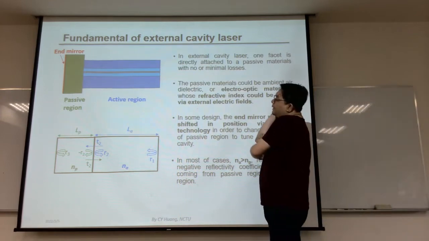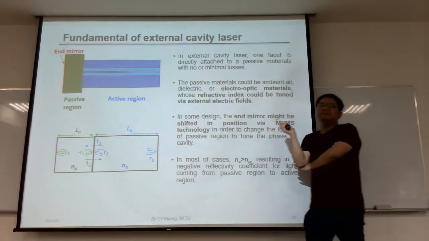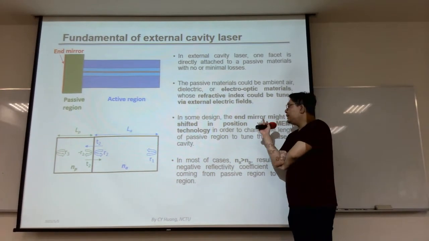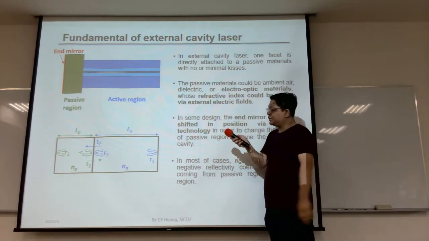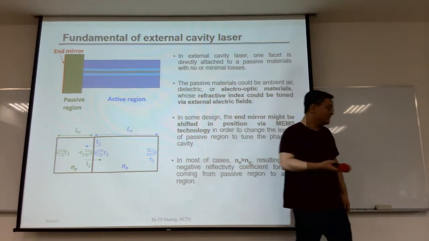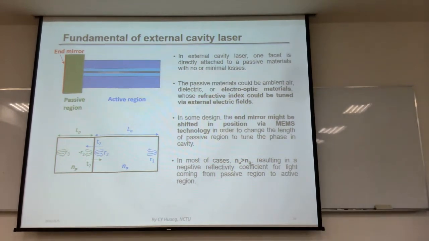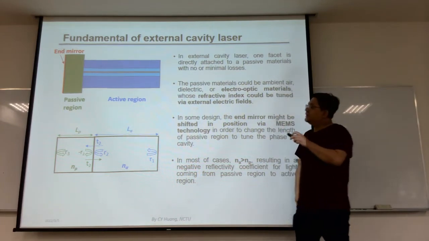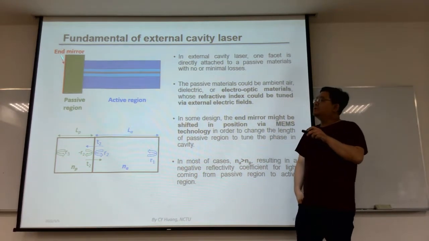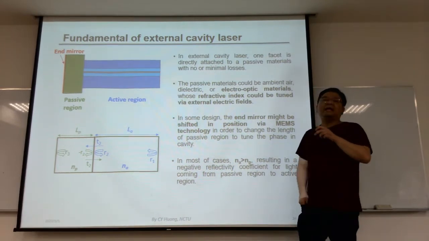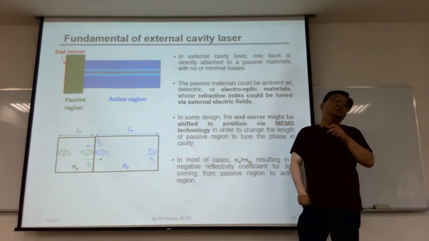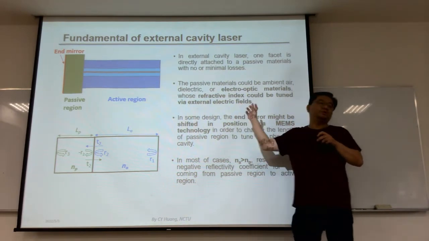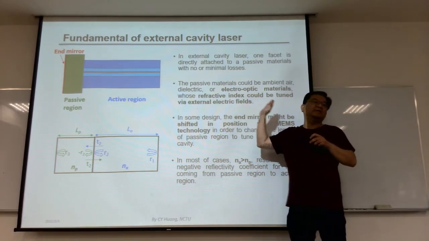External cavity, there are many types. We either use electro-optical material to change its refractive index, or we can also use some MEMS system to change the position of the end mirror. So either one will change the actual light path of the passive region. So it will be a parameter you can change to change its lasing wavelength.